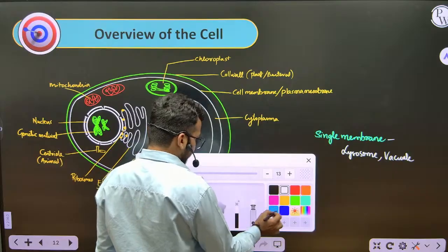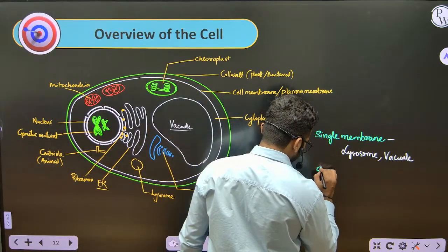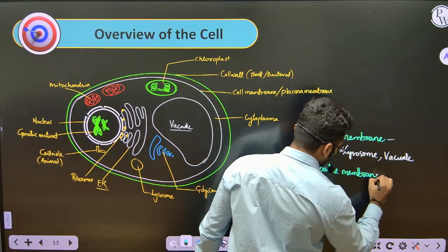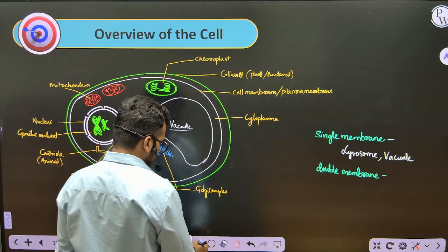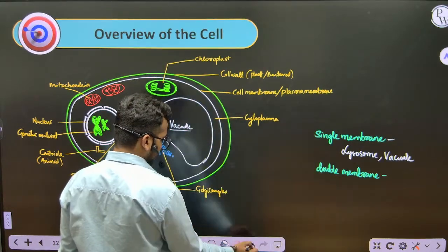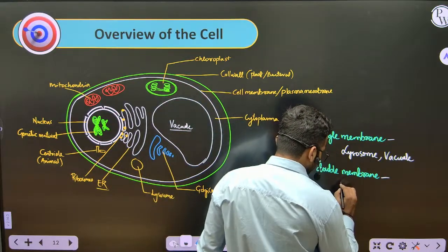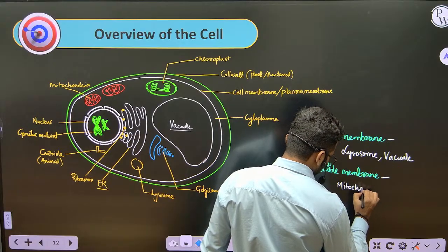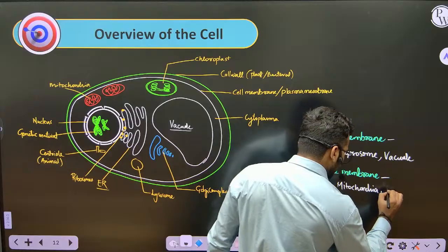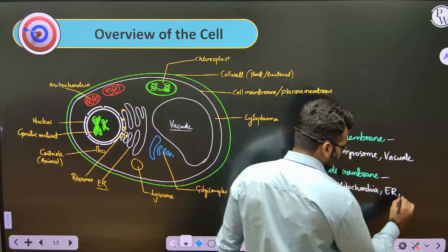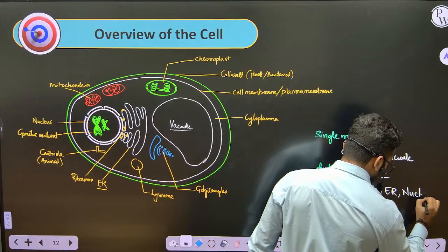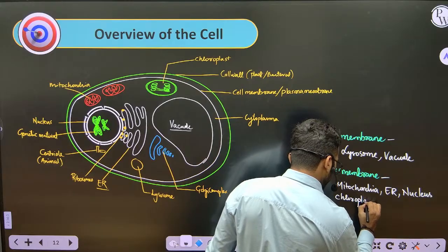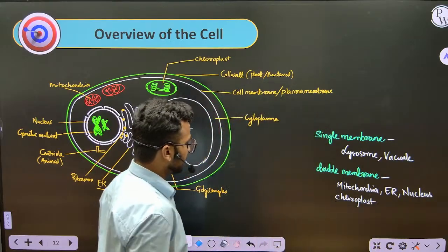Like that, there are double membrane organelles also. Those double membrane organelles are like mitochondria, endoplasmic reticulum, nucleus, chloroplast. These are double membrane organelles.